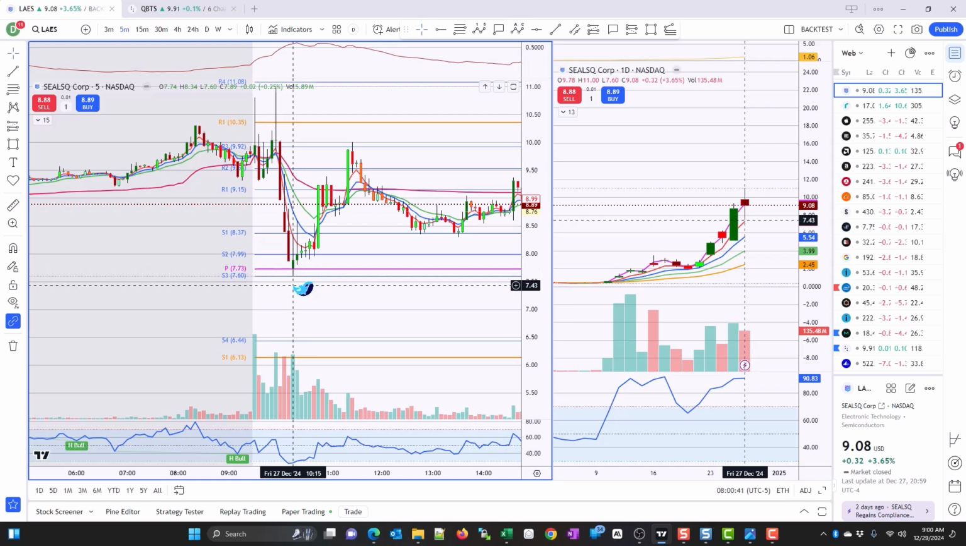And the actual low of the day was 7.60. That was one of our targets as well, but 7.60 was actually the low of the day. And then there's another trade to the upside as well from there. We don't know that at the time, but this is the technical analysis part.